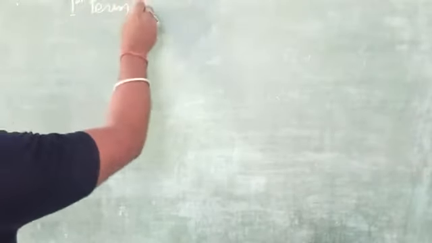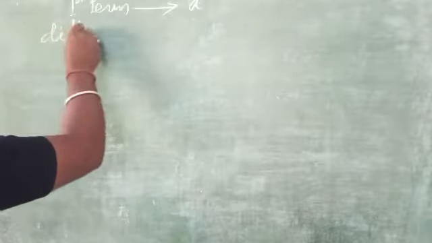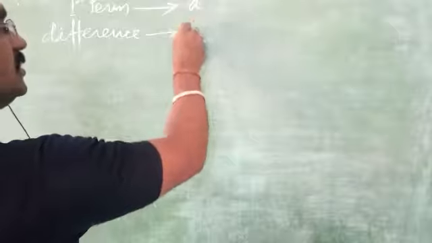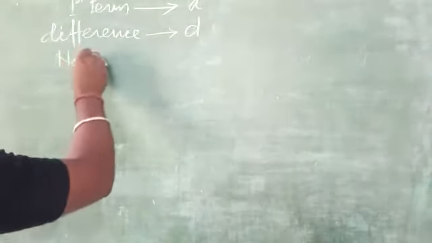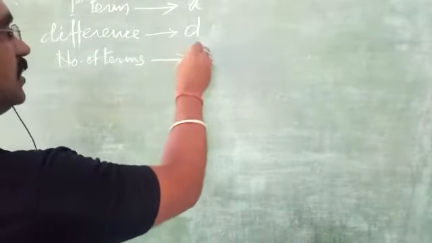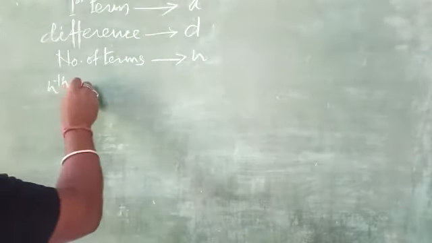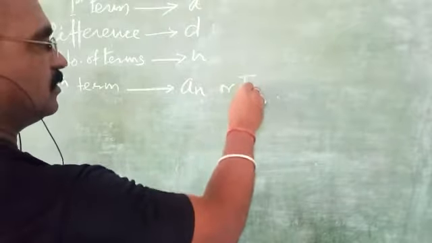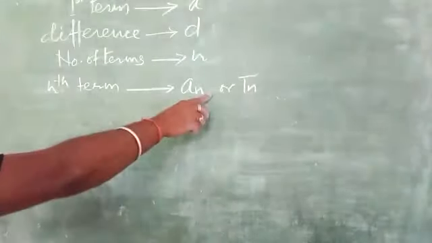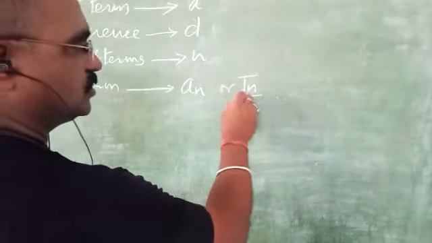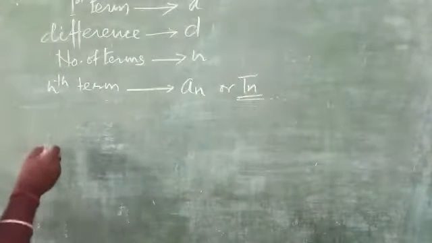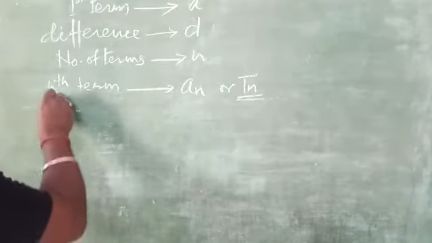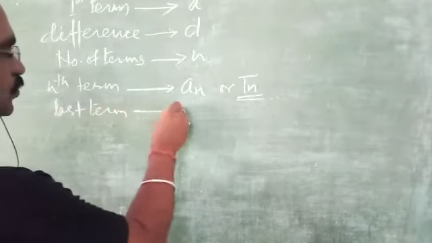In arithmetic progression, the first term is mainly denoted by small a. The difference between two consecutive terms is denoted by small d. The total number of terms is denoted by small n. The nth term is denoted by an or tn. In NCERT, an is used, we have used tn, the particular term number, and l denotes the last term, denoted by L.